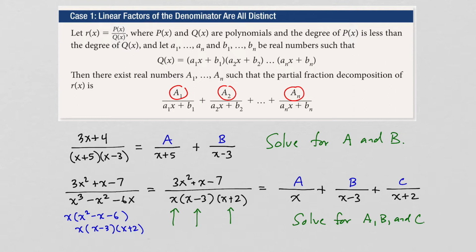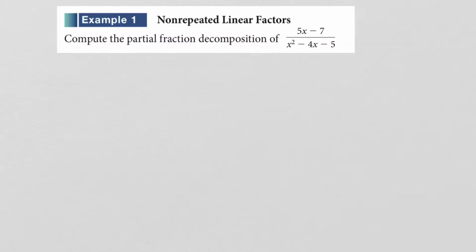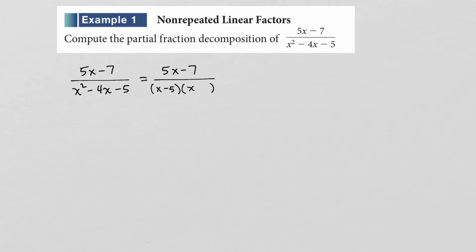All right, now let's take a look at an actual example where we are going to find those coefficients. So here we want to compute the partial fraction decomposition of the fraction 5x minus 7 over x squared minus 4x minus 5. So the first thing I'm going to do is factor the denominator. We need to know what factors it is made of. So x squared minus 4x minus 5 is relatively straightforward and simple to factor. If you do that, you should get x minus 5 times x plus 1.